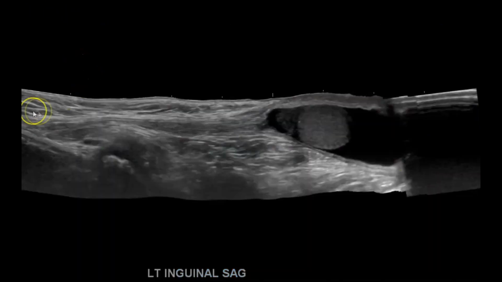And then here's another panoramic showing the entire inguinal canal to scrotum. Got the hydrocele, testicle, epididymis, spermatic cord in the inguinal canal, and then here you've got the peritoneum. A little bit of a piece of the pubic bone here. All right, on to the next.